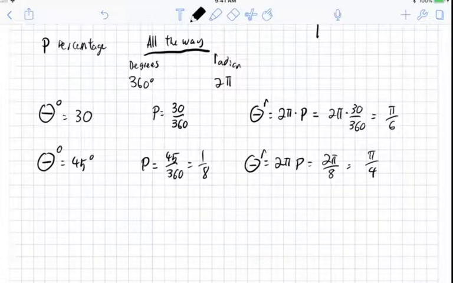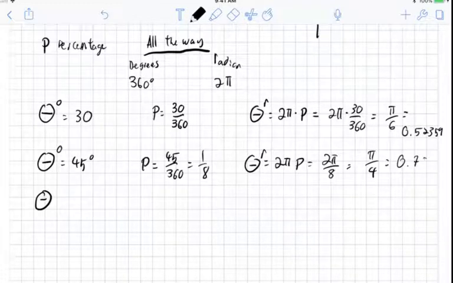Try the following. Just calculate the numbers for me. Pi over 6 is 0.52359. Pi over 4 is 0.78539. All right, try these yourselves.